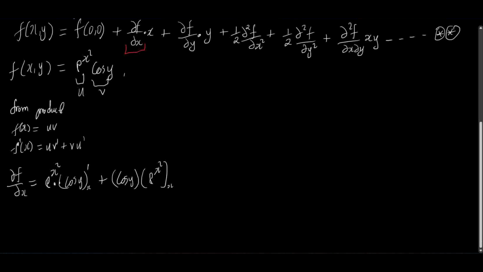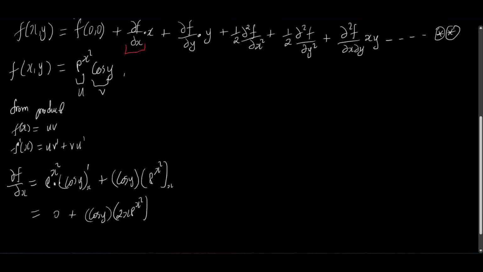the result will simply be the derivative of cos y with respect to x. Since the derivative of cos y with respect to x is actually 0, because this function is in terms of y, this will simply be 0 plus, now cos y is constant, and the derivative of e raised to the power x squared with respect to x is actually 2x e raised to the power x squared. Now let me show you how I did that.